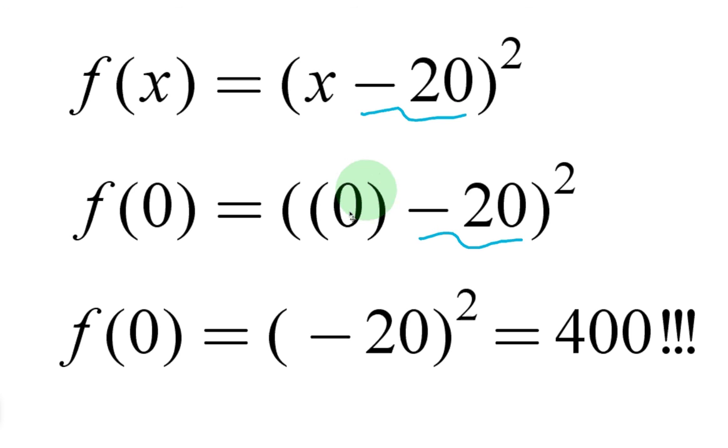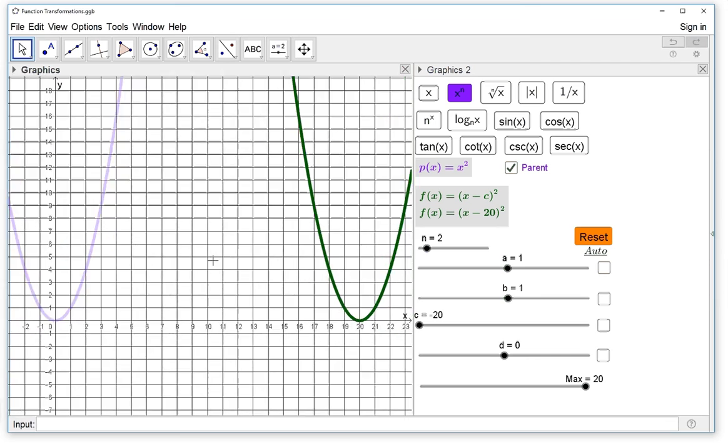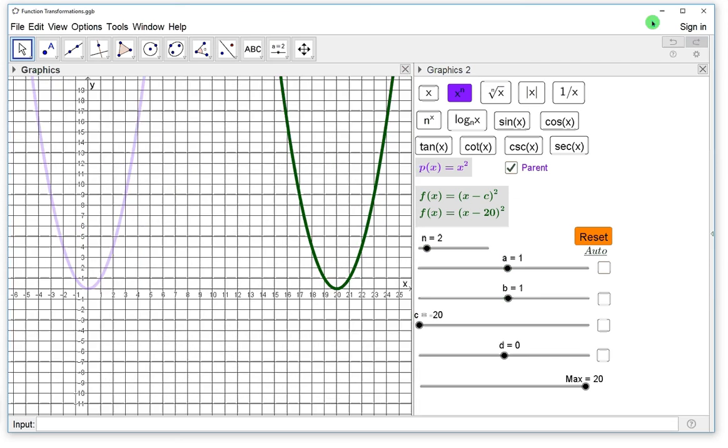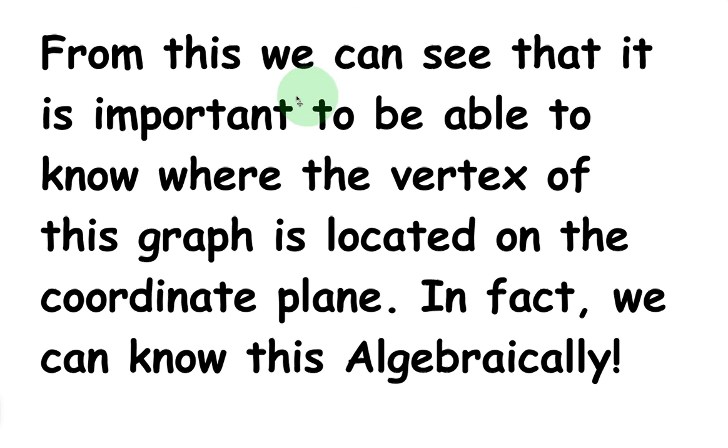In fact, if we just try to plug in 0, which is where our original vertex is, we get 400 back. Yes, if we go back to our graph, if we were to plug in 0, we'd get 400 back. Just imagine how much we'd have to zoom out to figure out that point. From this, we can see that it is important to be able to know where the vertex of the graph is located on the coordinate plane.